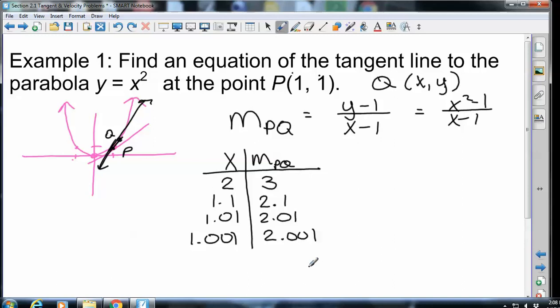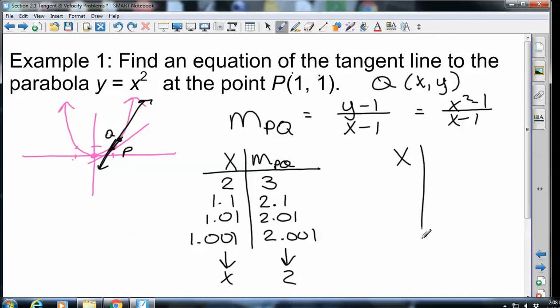Now, we could play this game all day, couldn't we? No matter what number you spit out, I could get closer to 1. And would you guys agree that as these x's are getting closer to 1, my slopes are getting closer to the real slope of that pink line? So these numbers are getting close to 1. Can you tell what my slopes are getting close to? Looks like 2.